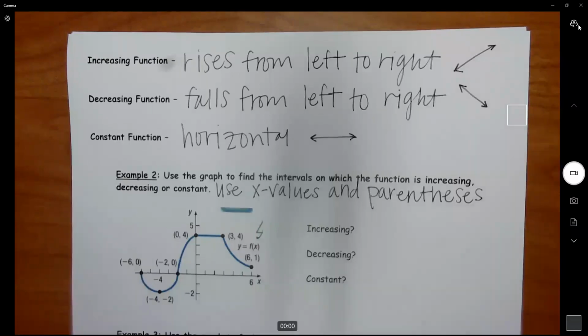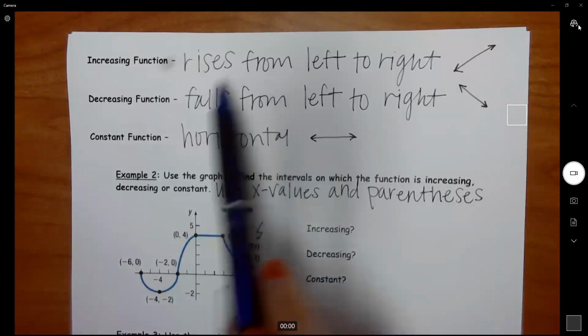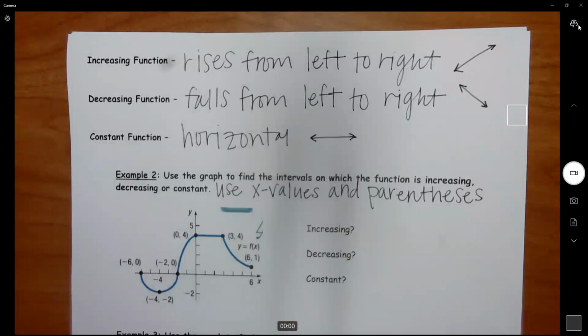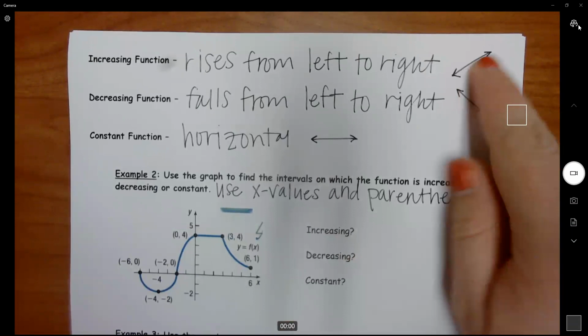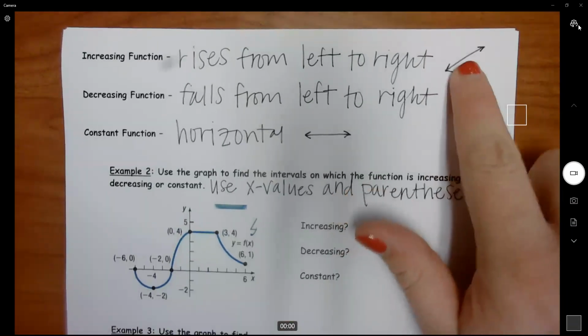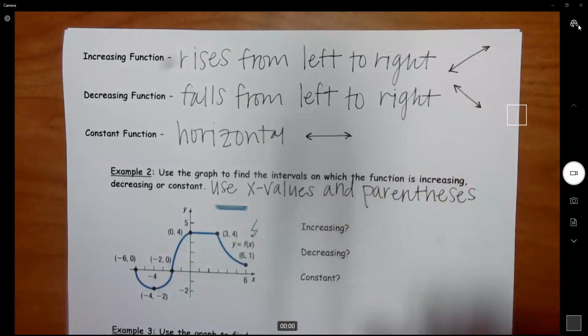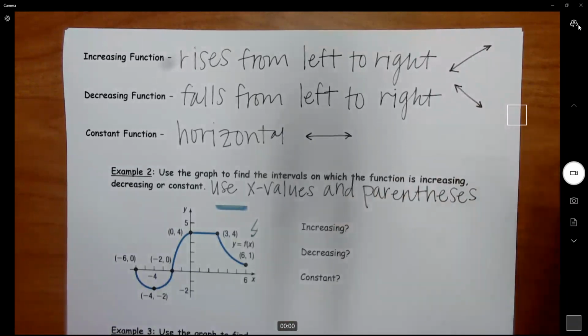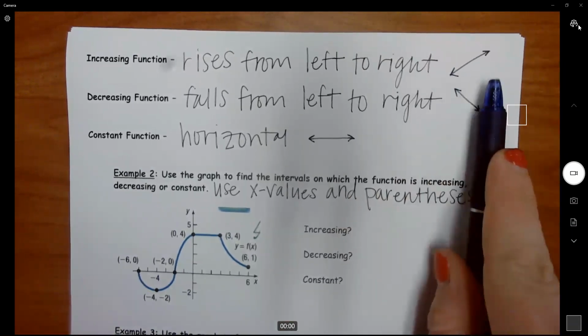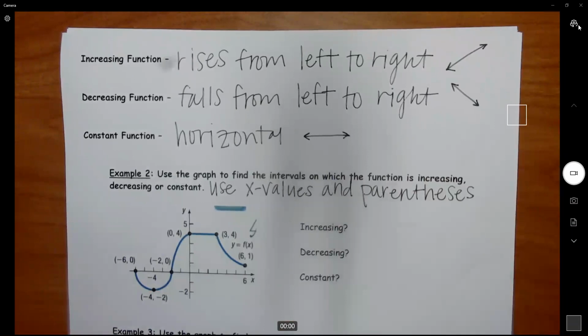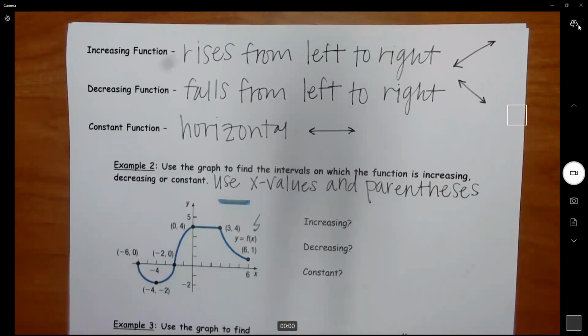In this video, we're going to focus on increasing, decreasing, and constant functions. So take a moment to pause this video and write this down. An increasing function rises from left to right. You can see right here, as you're going from left to right, this line is going up. Decreasing falls from left to right. Again, you can see as you're going from left to right, this is going down. And then constant is horizontal.